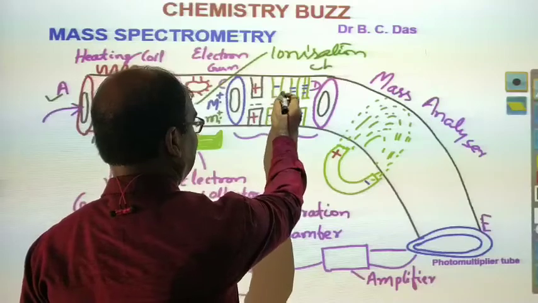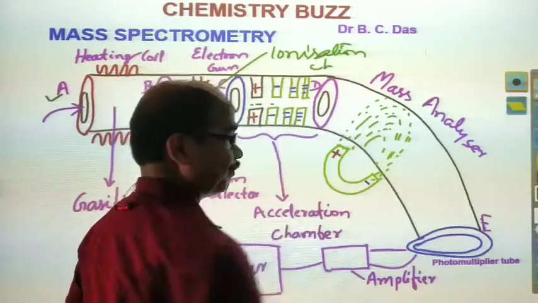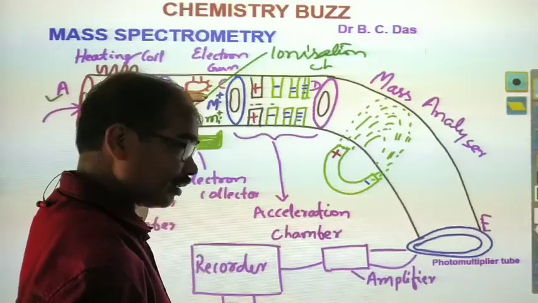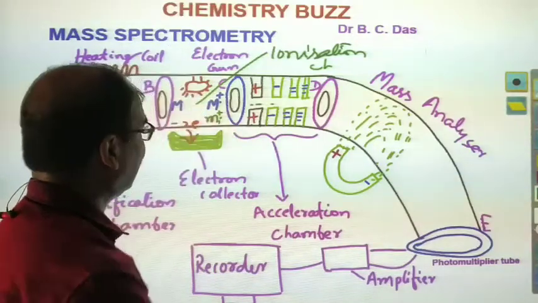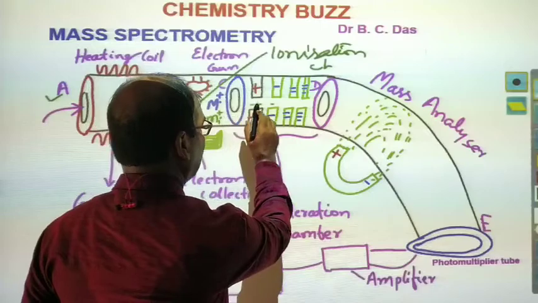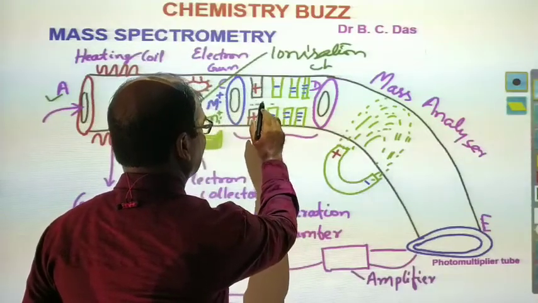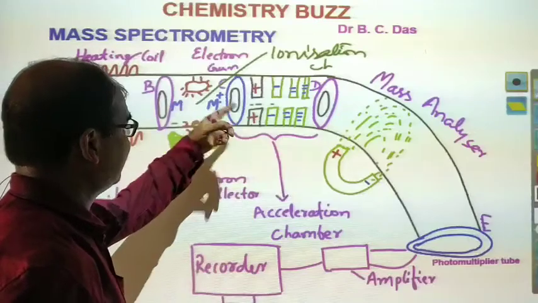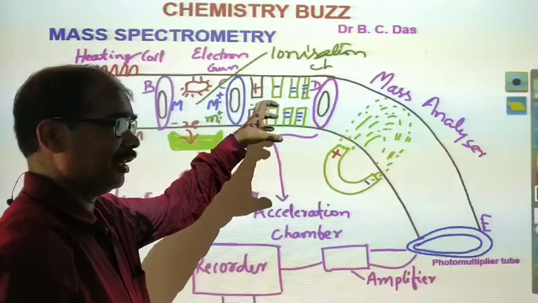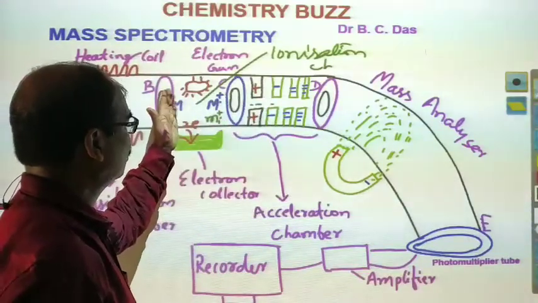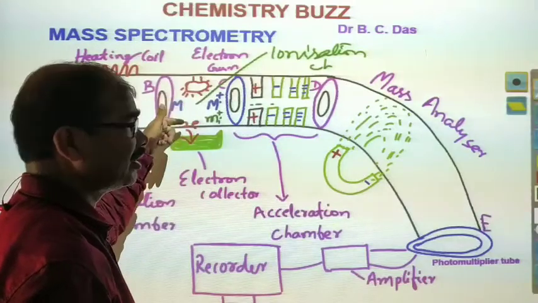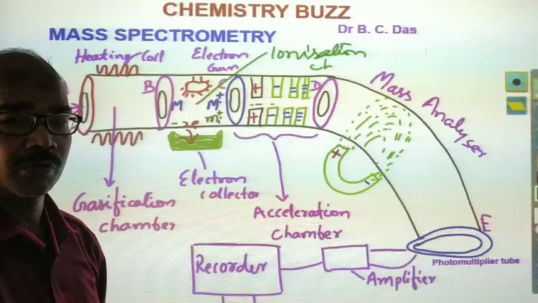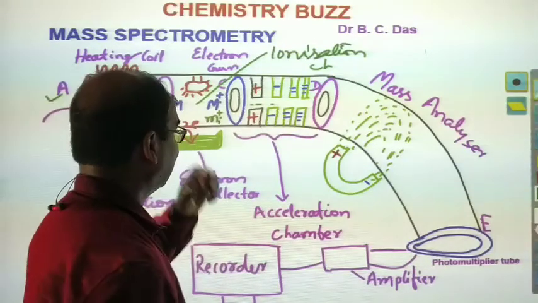However, the negative charge will attract. So the cation or radical cation will move at the middle and it will get accelerated. This electric field accelerates the ions, but the neutral molecules in this ionization chamber will not be allowed to be accelerated in the electric field.